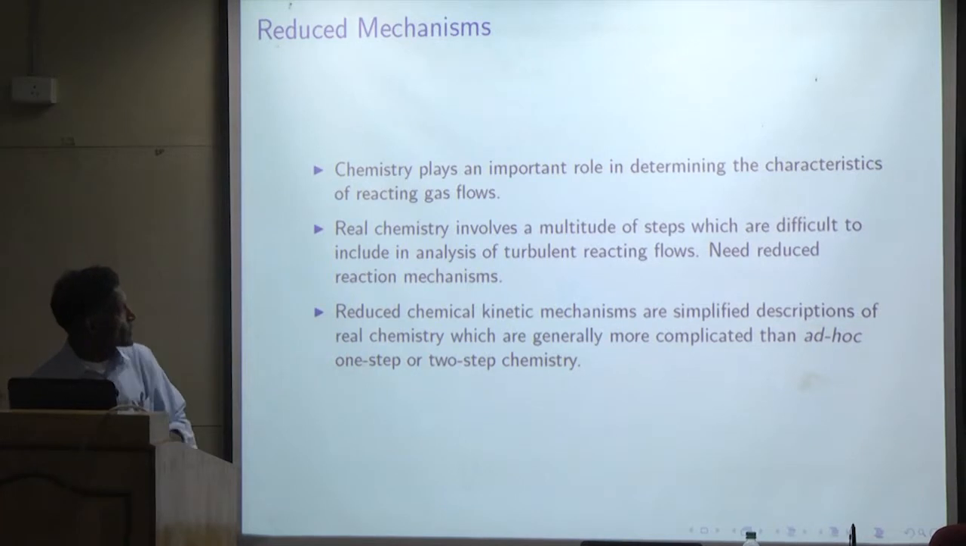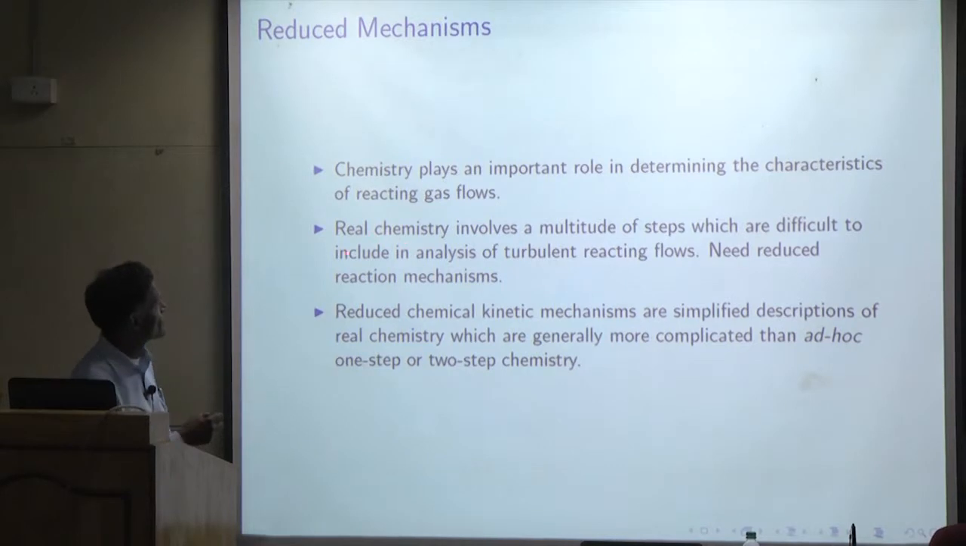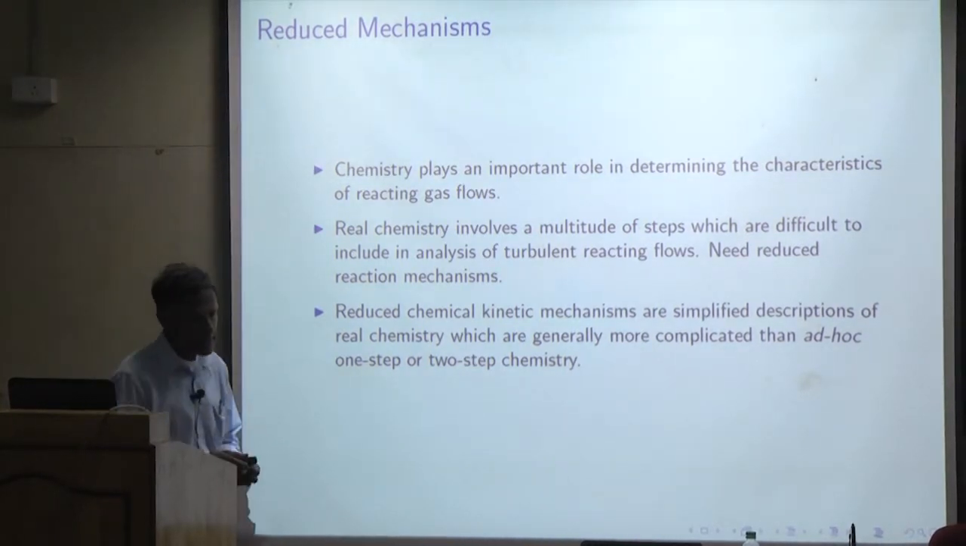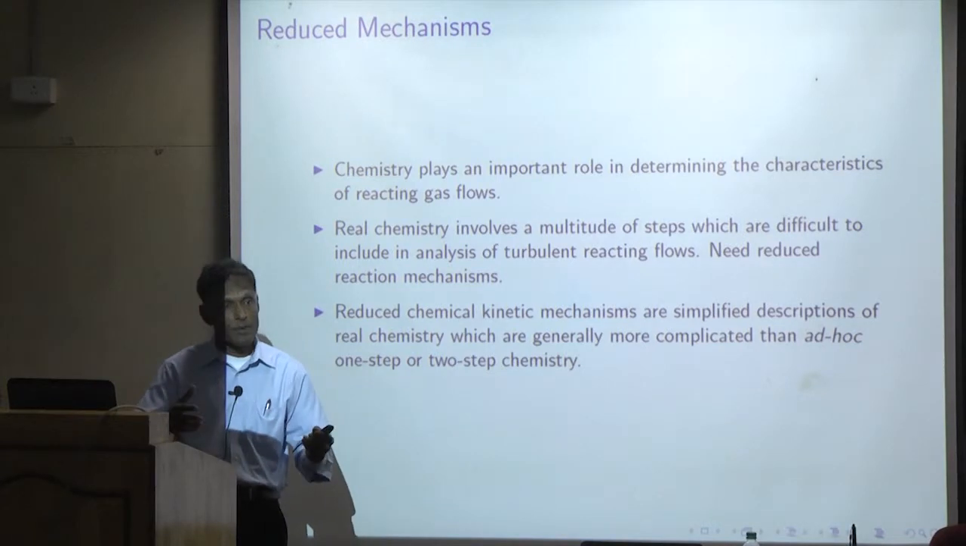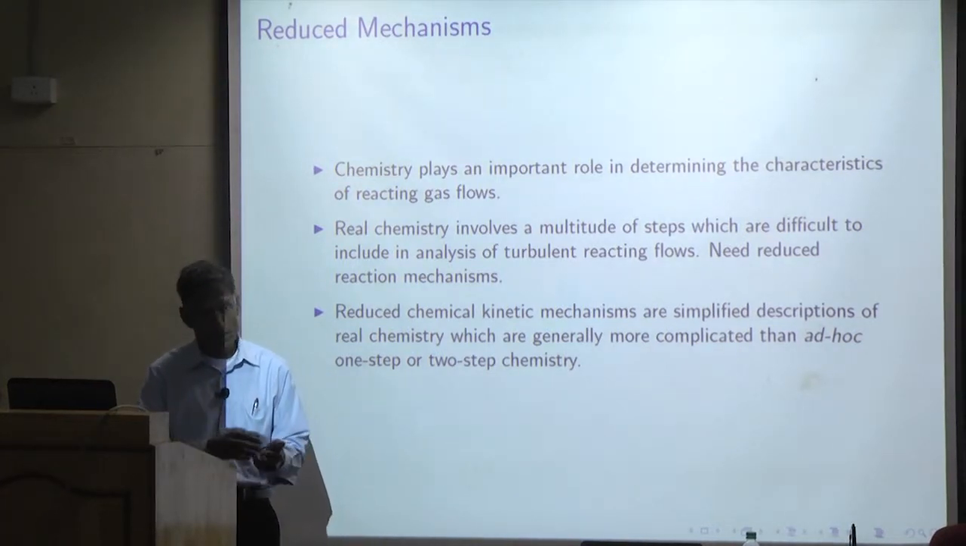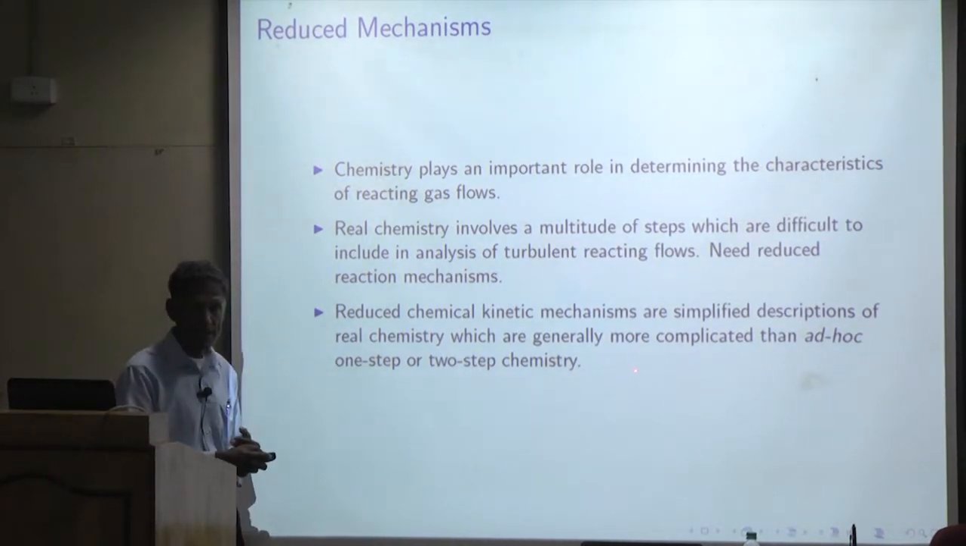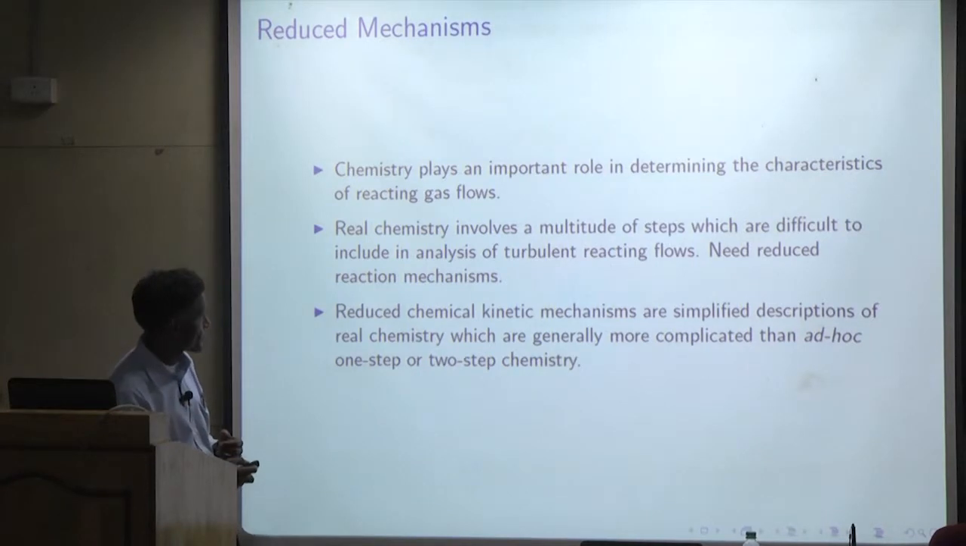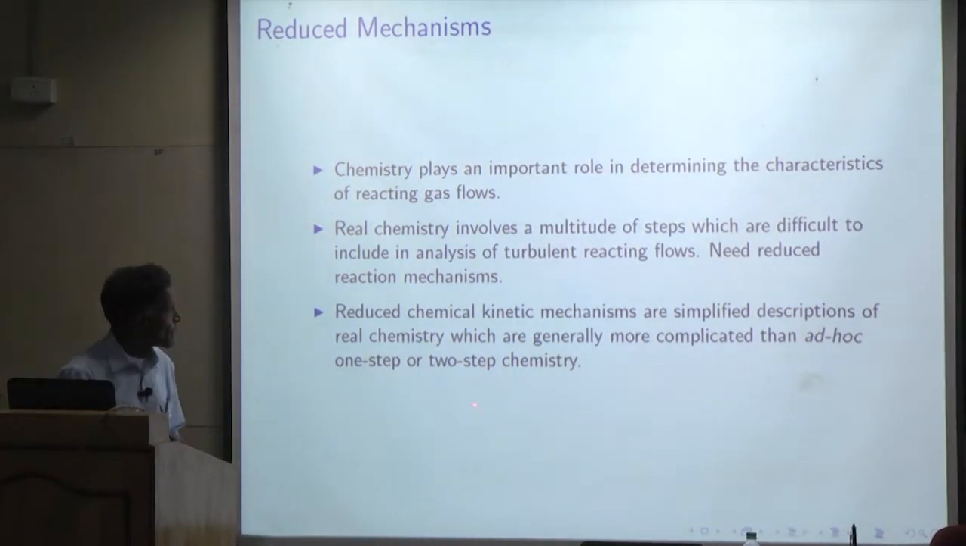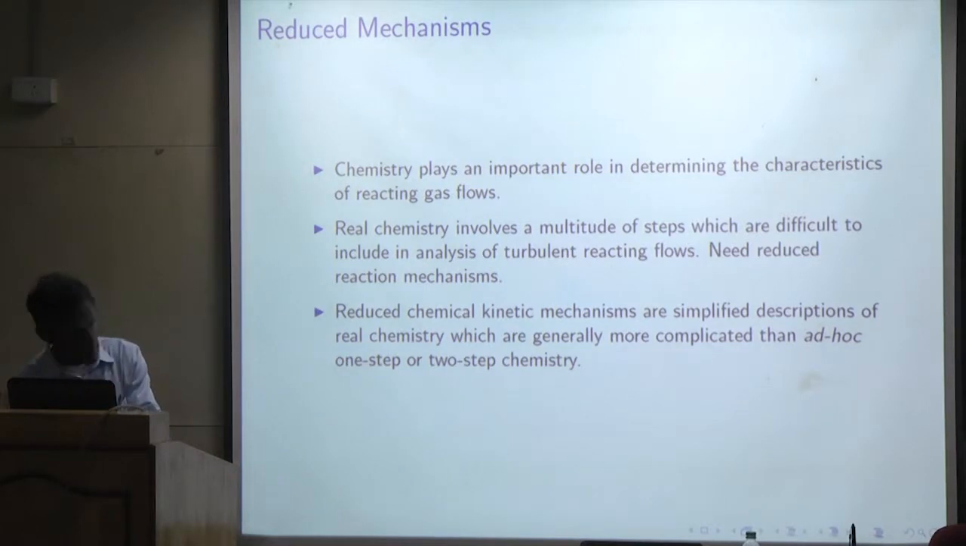Chemistry is important, but here's the point: real chemistry involves a multitude of steps, which are difficult to include in the analysis of turbulent reacting flows. Therefore, you need reduced mechanisms. If you're modeling turbulent combustion, for example, it's already challenging to model turbulence. On top of that, the chemistry is also quite challenging, so it's useful to have some sort of reduced chemistry, right?